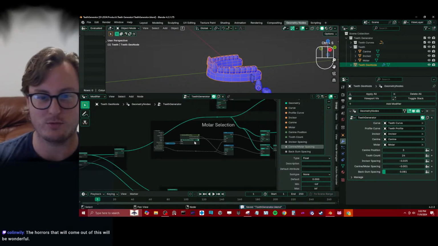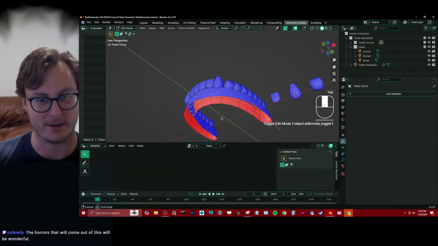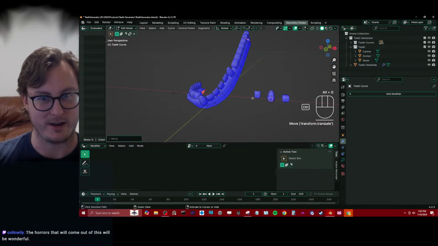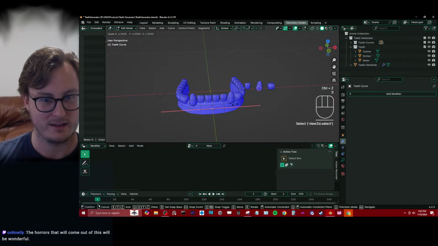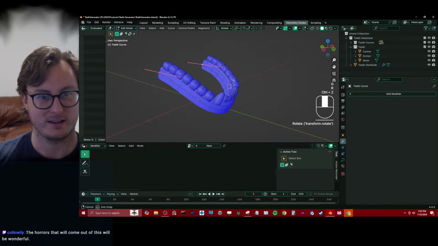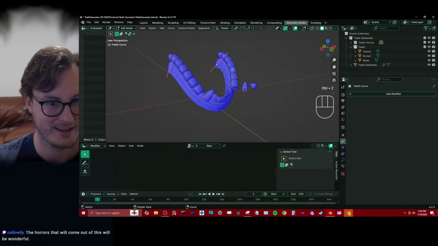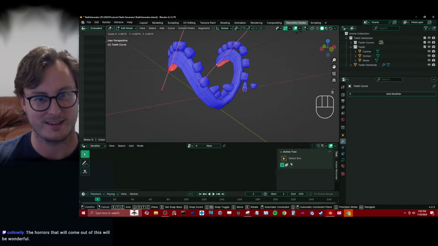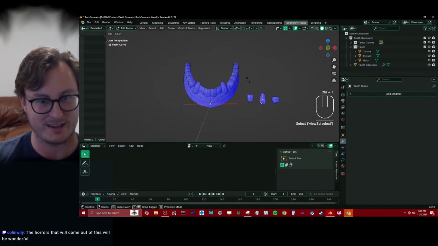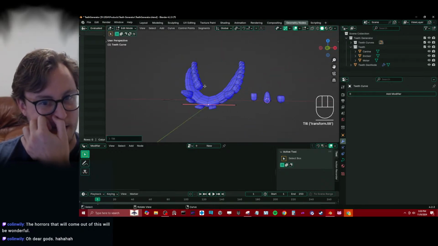The hordes that will come out of this will be wonderful. I mean, it's already quite satisfying because I can go in here and we can get this very odd... interesting. The rotation tilt on that one is opposite.